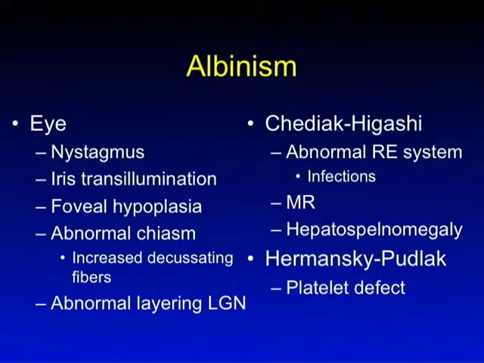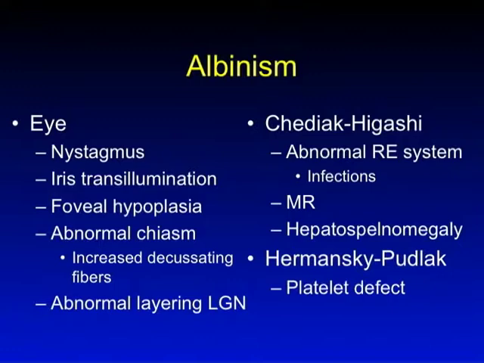So just remember that. These two, I think, are very important for you to remember. I don't know if for the board examination, but I think for your life. Because there are two entities that are associated with ocular albinism. One is Chediak-Higashi, where basically the patient has increased risk of infections. And the second one, Hermansky-Pudlak, which is high risk for bleeding.